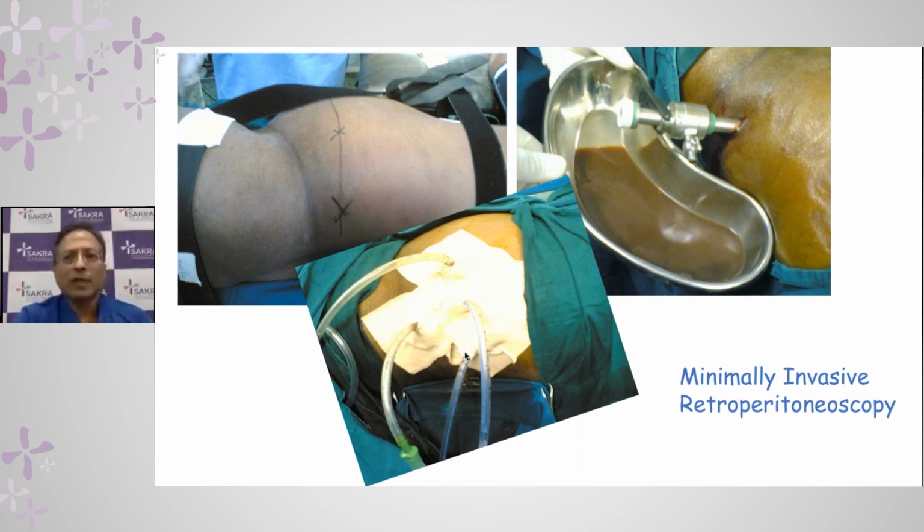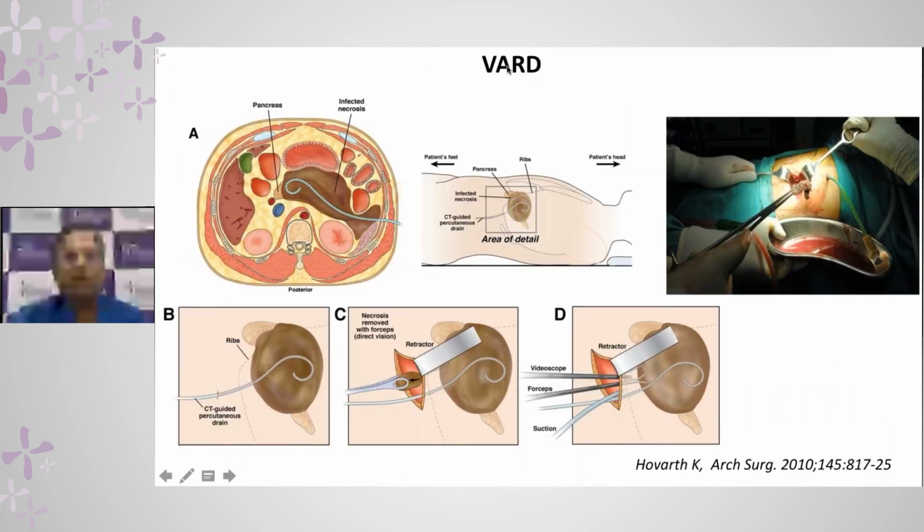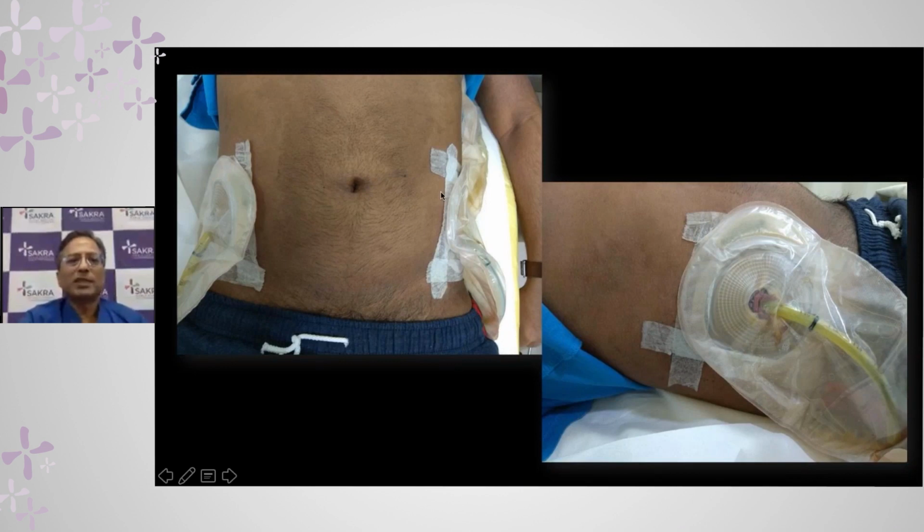So then we do a video assisted retroperitoneal debridement. So we go in by a small incision, as you can see in this picture, and we remove this necrosis, as you can see with this, under video guidance. And then we clear that up and then leave a small drainage tube. So at the end of it, these are the drainage tubes. This patient has no big incision and he's able to go home.